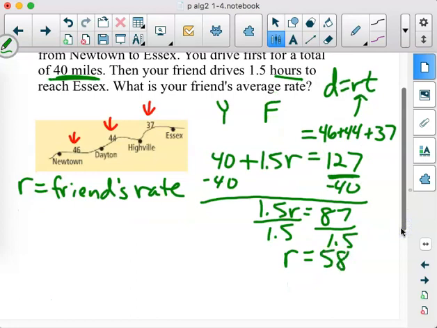Because again, you get the 58 and then you think 58 what? Oh yeah, they asked me for the friend's average rate. So that's how fast they're going. Miles per hour. And we have it. So again, it's a word problem, but it just uses a very small equation for us of distance equals rate times time.